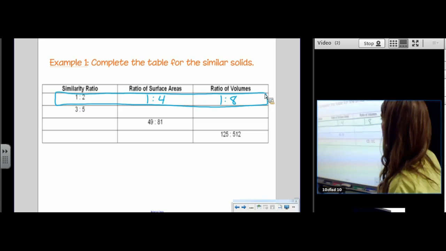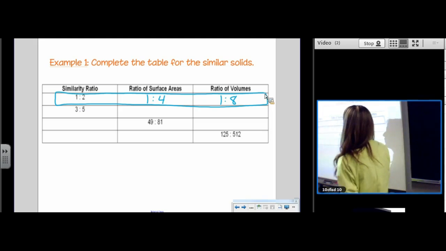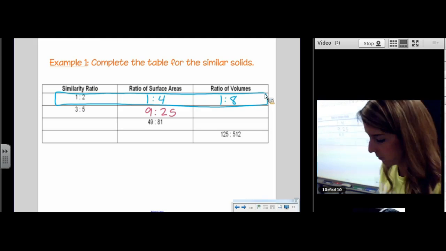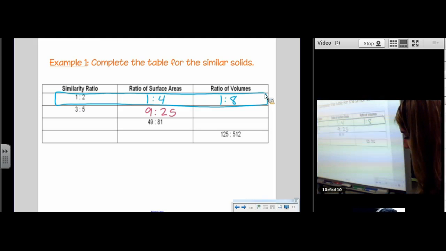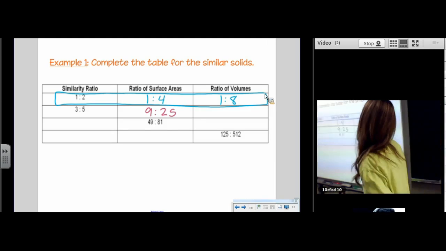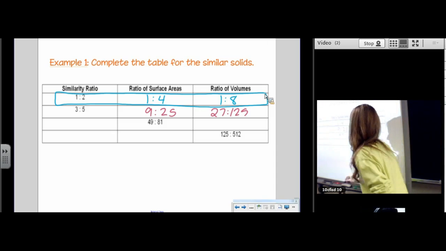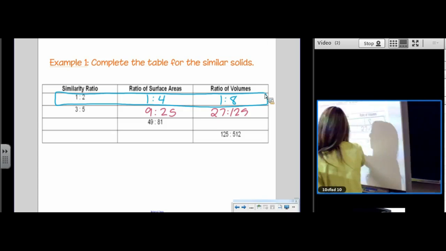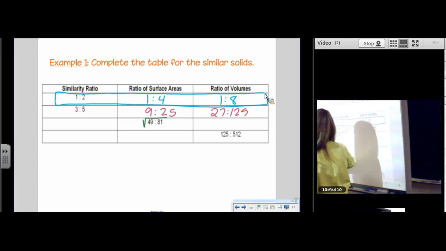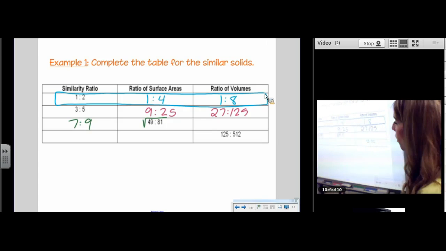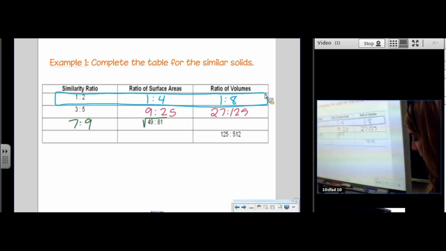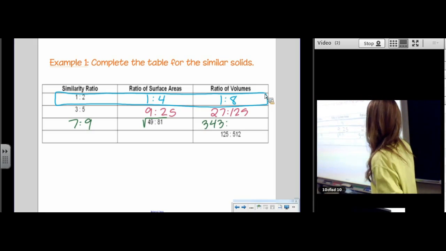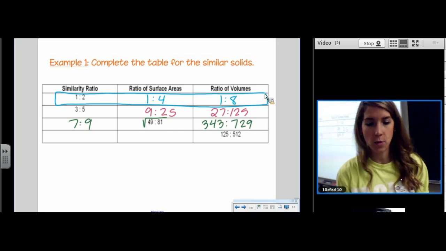All right, let's do the next one. 3 to 5 would, of course, become 9 to 25. And then we're cubing them. All right, now we're going to work backwards. The opposite of squaring something is square rooting. So we're going to square root this one to get 7 to 9. You always reduce if necessary, but that's not necessary here. This one's going to be quite large. We okay here? Cubing 7, cubing 9.